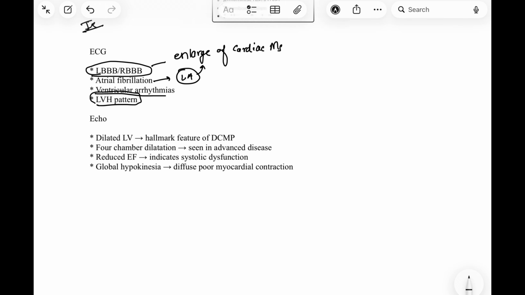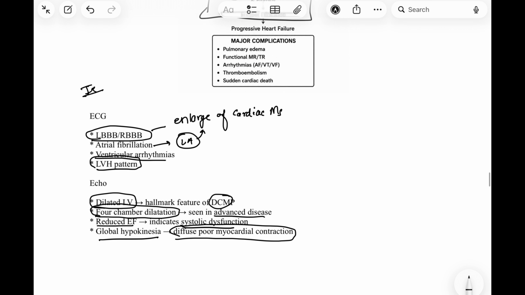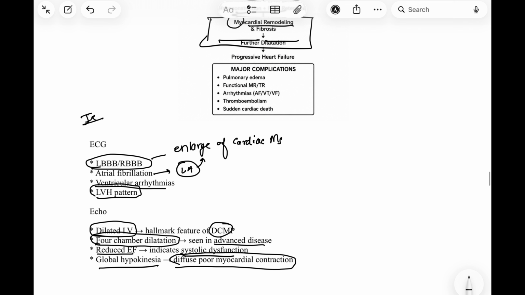The hallmark feature for DCMP is a dilated left ventricle, right? In addition to this dilated LV, there is four-chamber dilatation seen in advanced disease. Again, in echo, there is a reduced ejection fraction due to systolic dysfunction and global hypokinesia due to diffuse poor myocardial contraction, right? So these are the investigation points. The treatment for DCMP and restrictive cardiomyopathy we will cover together, right?